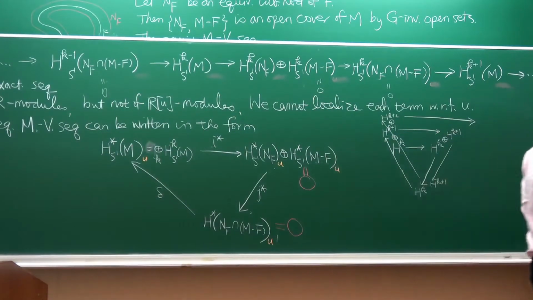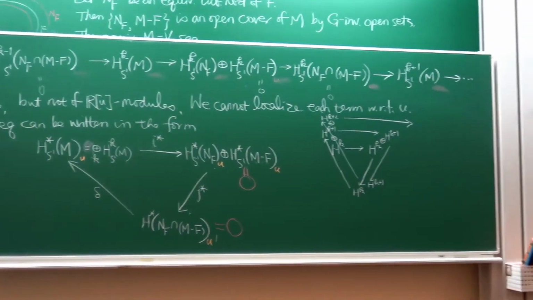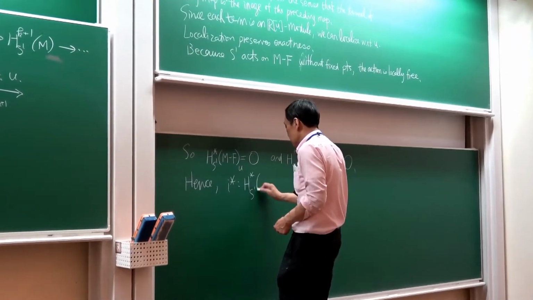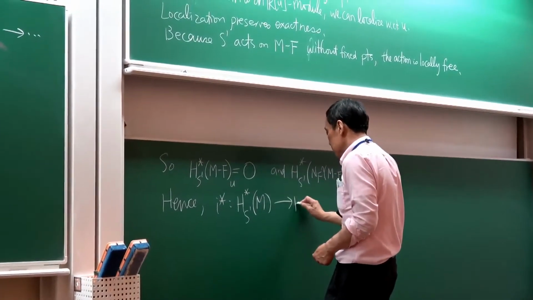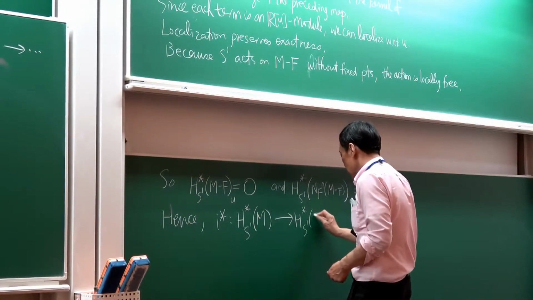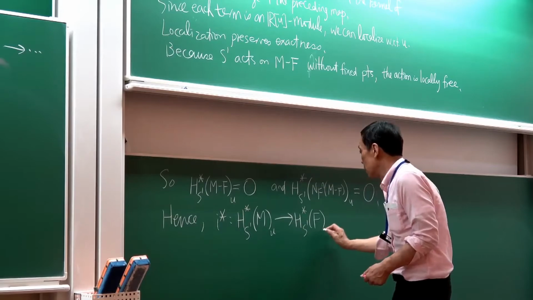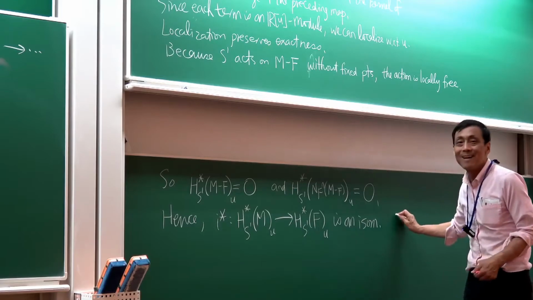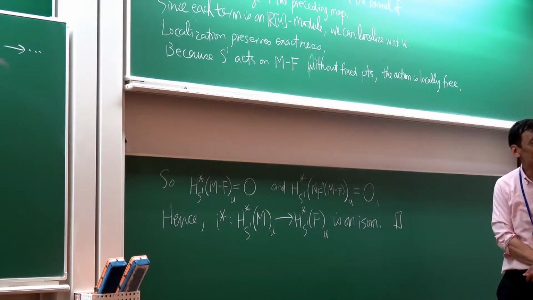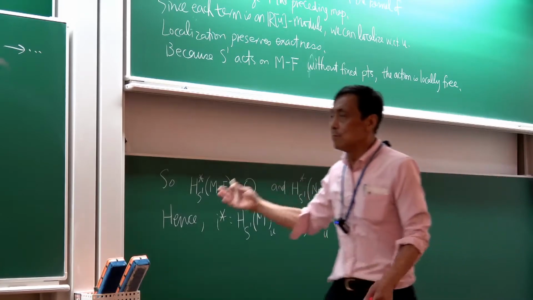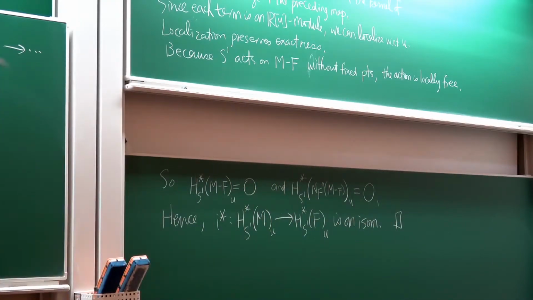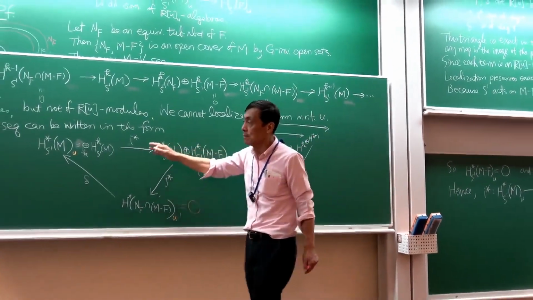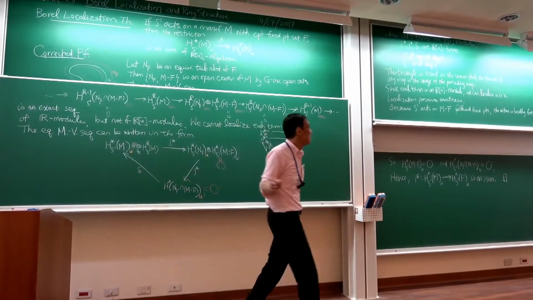Okay. So hence, i star from the localized equivariant cohomology of M to F is an isomorphism. Yeah. So it's really the same proof as before. It's just that this step about the Mayer-Vietoris sequence has to be written differently. Okay?